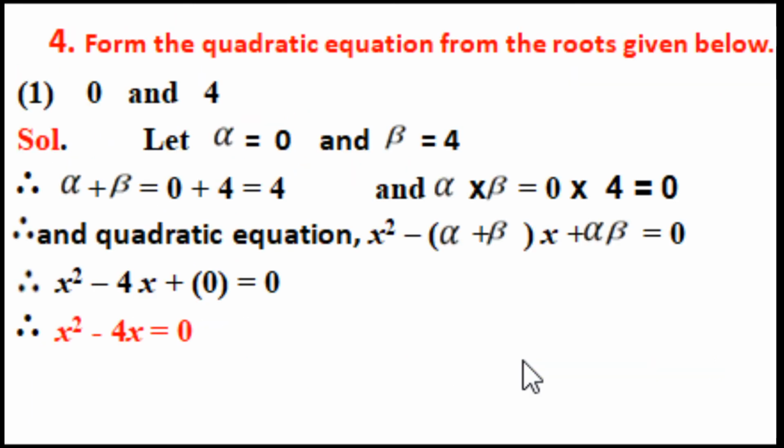Then question number 4. Form the quadratic equation from the roots given below. We have been given roots and we have to find the quadratic equation. Roots are 0 and 4. Let alpha is equal to 0 and beta is equal to 4. Alpha plus beta is equal to 0 plus 4, that is 4, and alpha into beta is equal to 0 into 4, that is 0. Therefore, the quadratic equation is x square minus (alpha plus beta) x plus alpha into beta is equal to 0. Then put the value of alpha plus beta as 4 and alpha into beta as 0. So we get the equation x square minus 4x is equal to 0. This is the required equation.